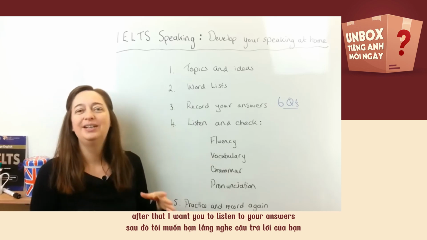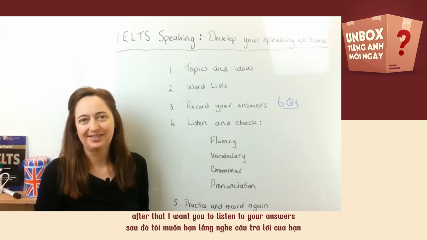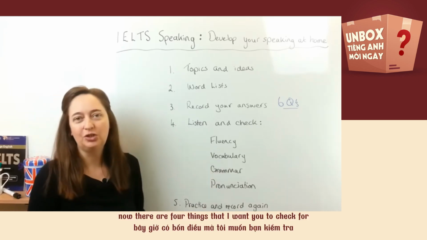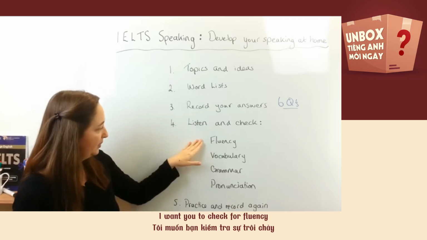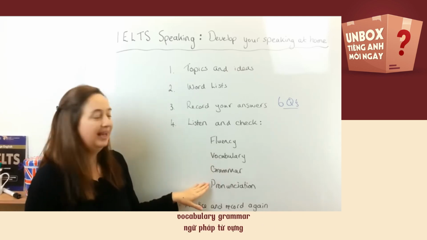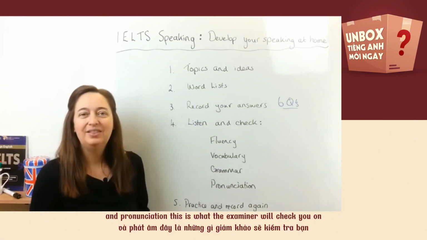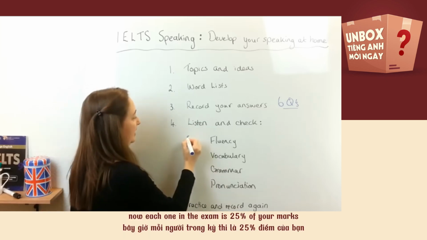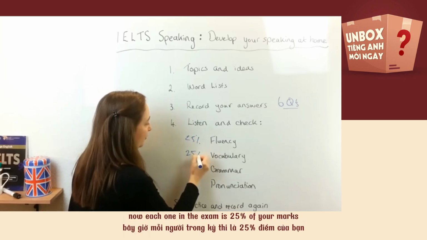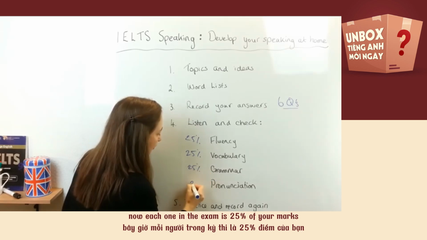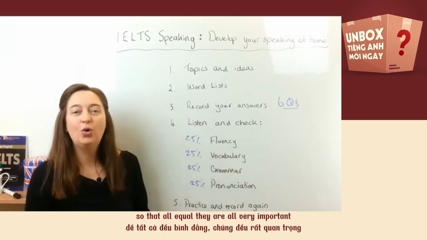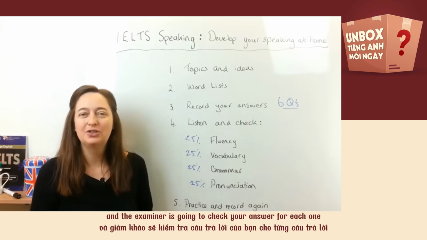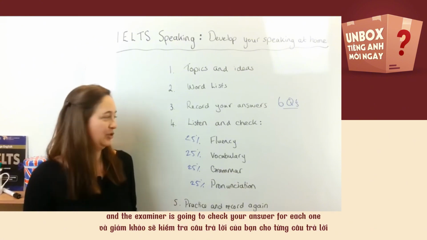After that, I want you to listen to your answers. Listen and check. Now, there are 4 things that I want you to check for. I want you to check for fluency, vocabulary, grammar, and pronunciation. This is what the examiner will check you on. Now, each one in the exam is 25% of your marks. So they're all equal, they are all very important. And the examiner is going to check your answer for each one.